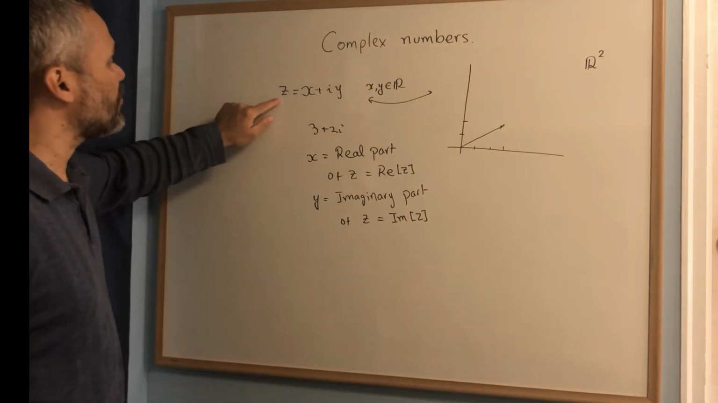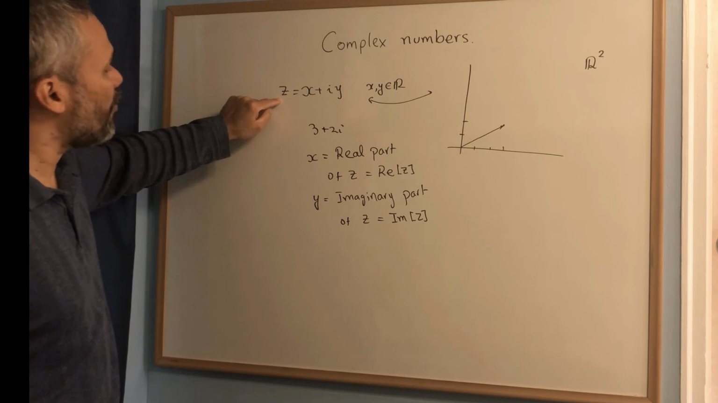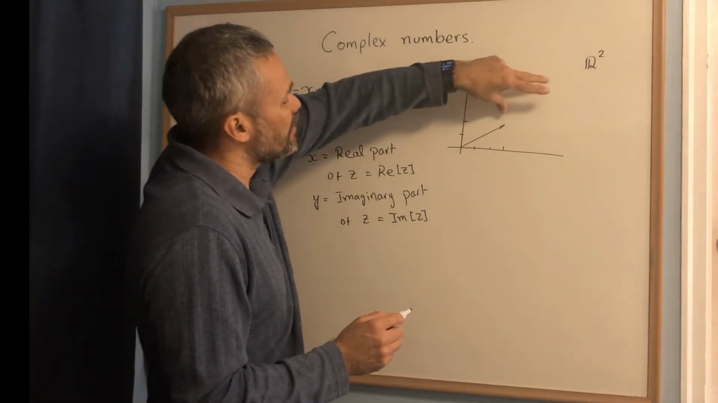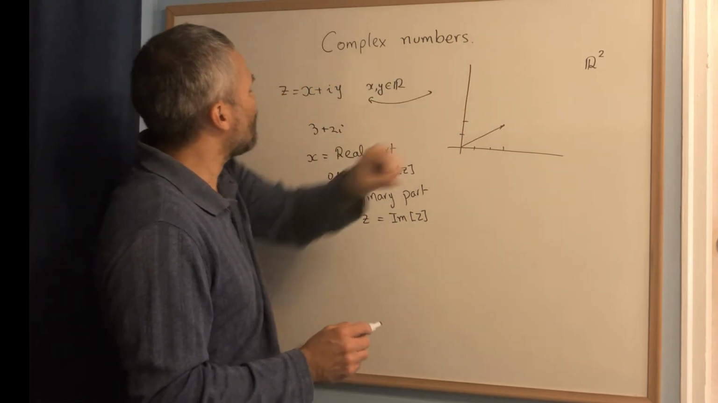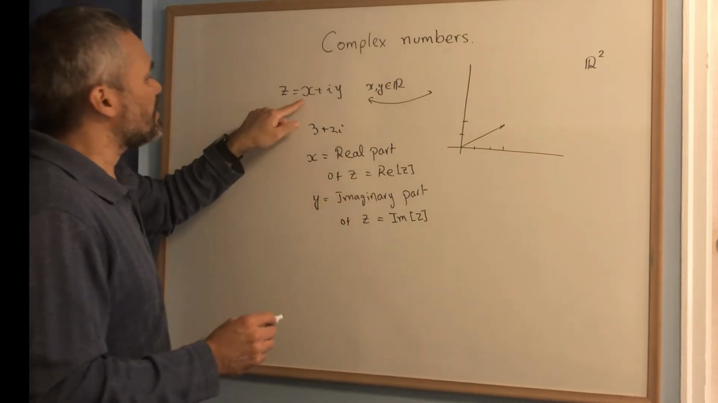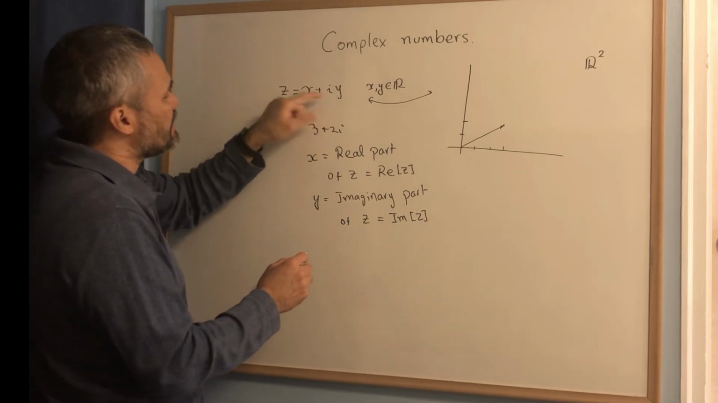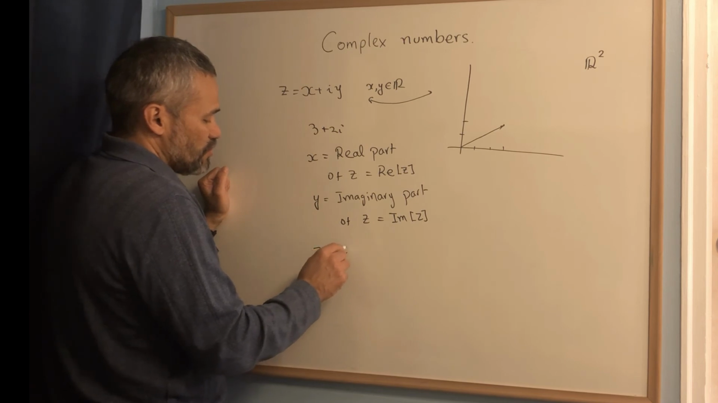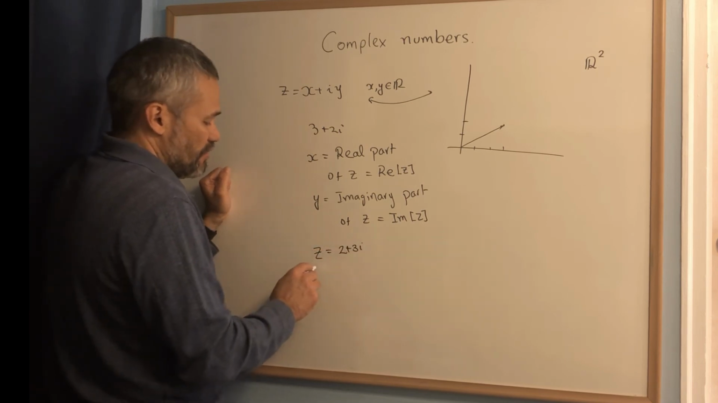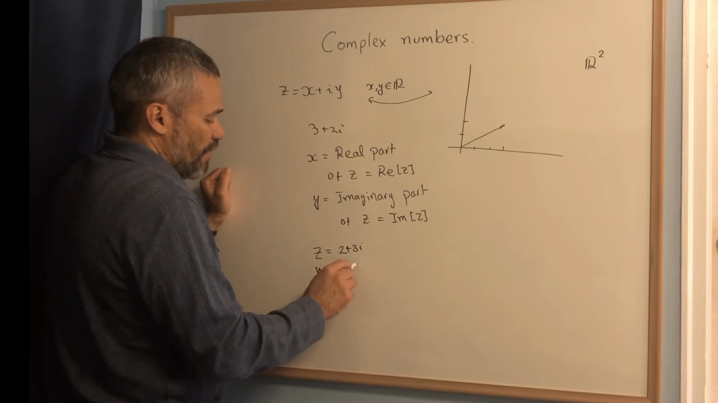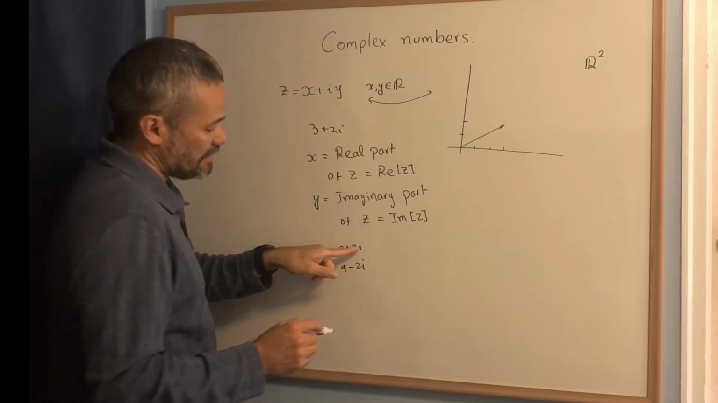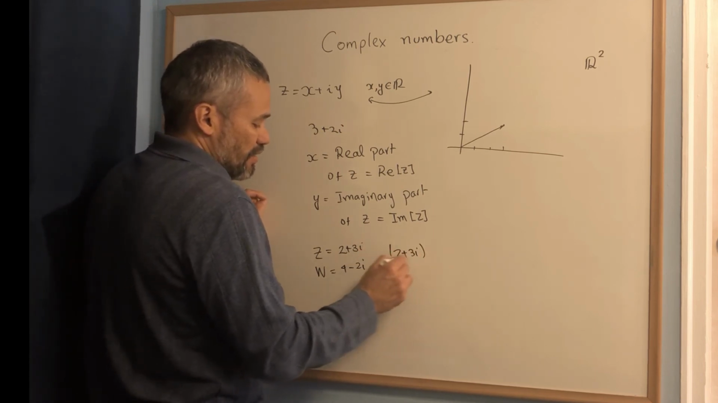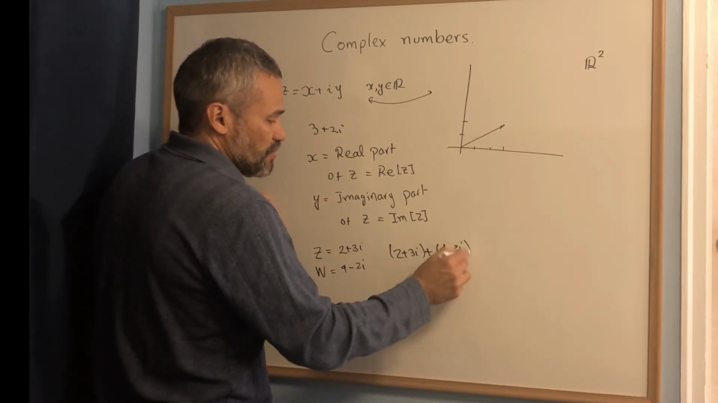We can do two operations here. The sum of complex numbers is just the regular sum of vectors, or it is just like pretending that i is a variable and then you just add. Let's say you have z equal 2 plus 3i, and then you have w equal 4 minus 2i, then you just add, pretending that i is a variable. Then you have 2 plus 3i plus 4 minus 2i.